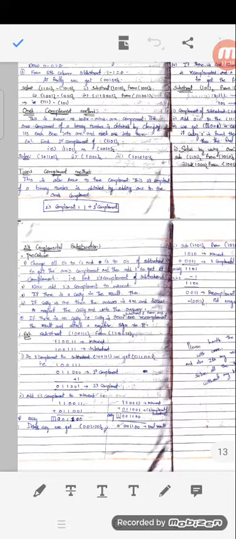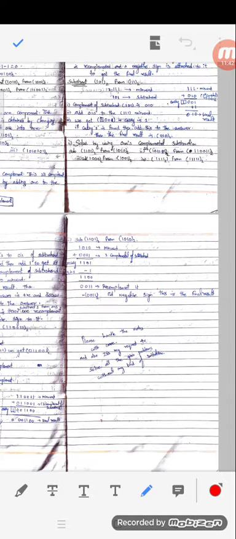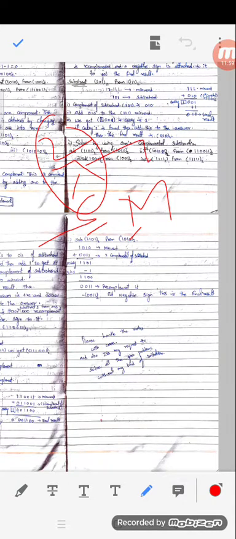Let's find one problem based on this. Subtract 1101 from 1010. This is the subtrahend and this is the minuend. Just do the 2's complement for the subtrahend, then add this 2's complement to the minuend. Look here: adding the 2's complement to the minuend, what is the answer?